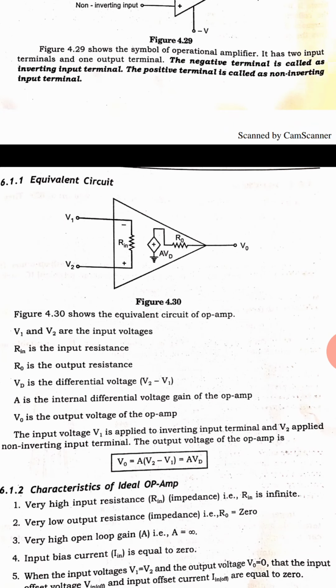What is the internal content? V1 and V2 are the two inputs. As usual, V1 is the inverting and V2 is the non-inverting input. Rin is the internal resistance of the amplifier, R0 is the output resistance, V0 is the output voltage, and A is the amplification gain, where Vd is the difference in voltage, that means V2 minus V1. This is the representation here.